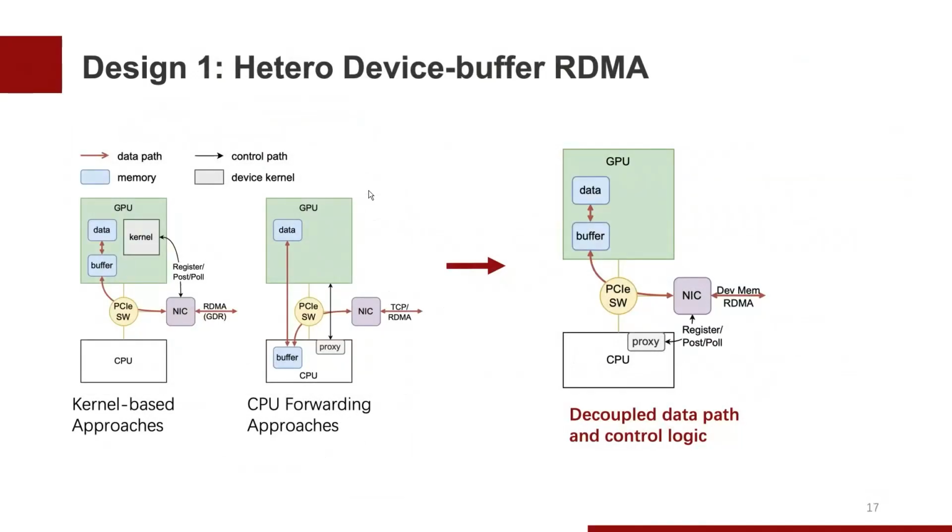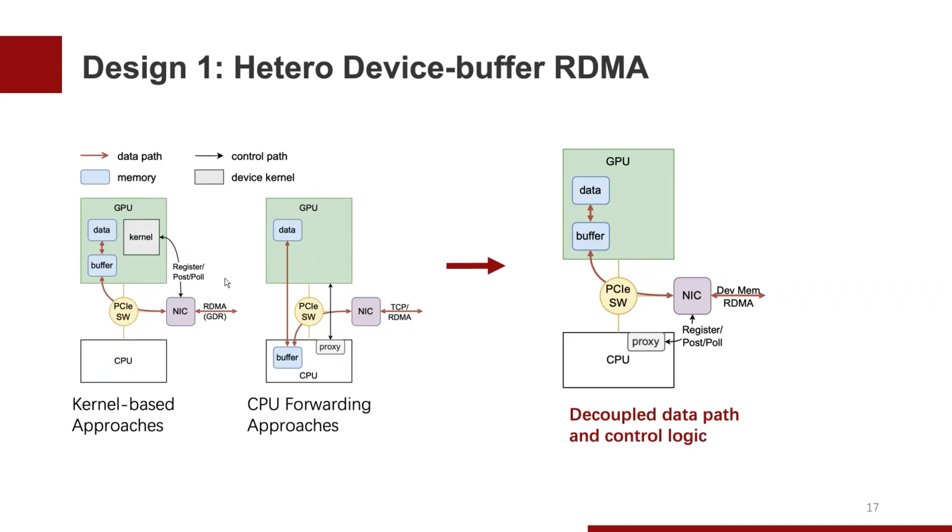Now some specific designs. For the first one, to make sure we have high-performance peer-to-peer transfer, we designed device buffer RDMA. Our insight is that we can decouple the control logic from the data path to enable CPU-oriented device buffer RDMA across heterogeneous devices, because we found the main portability issue of the kernel-based approaches lies in the lack of programmability for the control logic implemented with device kernel functions.